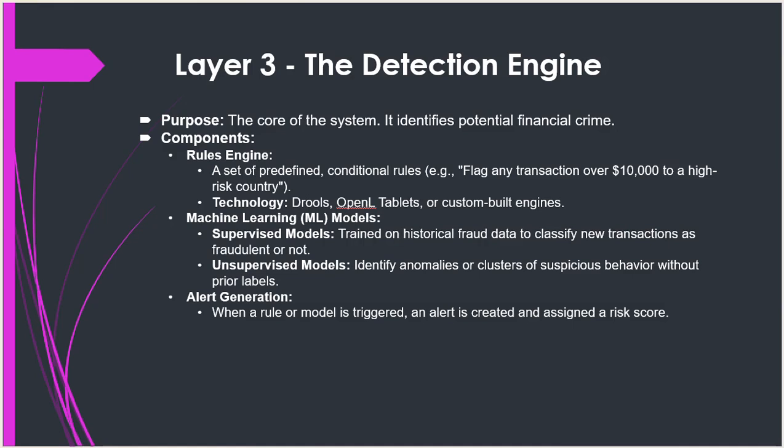The rule engine is a set of predefined rules. We define some rules in the system, for example, flag any transaction over 10,000, flag transactions involving high-risk countries, or flag the number of transactions done within a certain amount. On the basis of the rules we define, the system will generate rule-based alerts for such transactions. Technologies like Drools, OpenL Tablets or custom-built engines are used to build the rule engine, and they detect these rules.